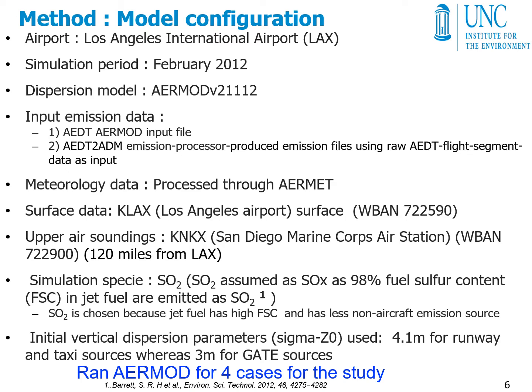SOx is assumed as SO2 as 98% of fuel sulfur content is converted to SO2, and SO2 is chosen because jet fuel has high fuel sulfur content and has less non-aircraft emission sources. Initial vertical dispersion parameter sigma z naught used 4.1 meter for runway and taxi sources, whereas 3 meter for gate sources, and four cases were run by the AERMOD model.